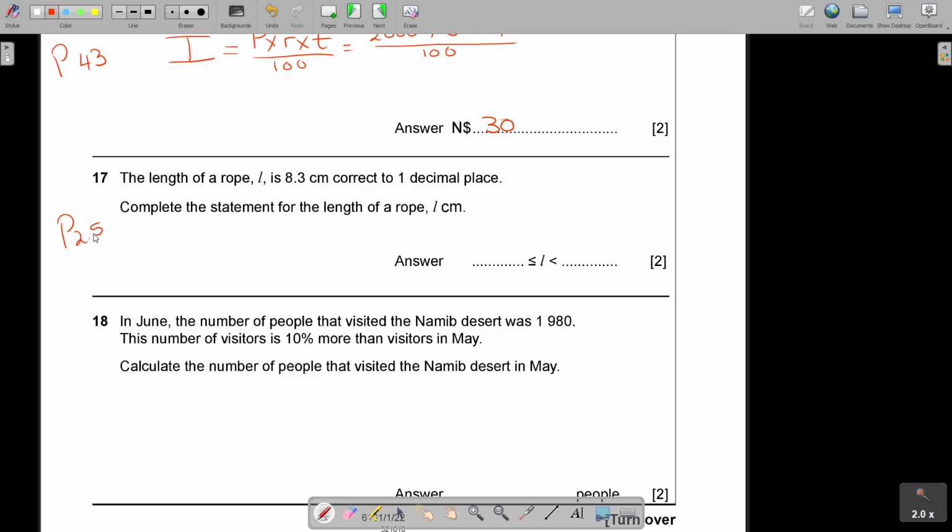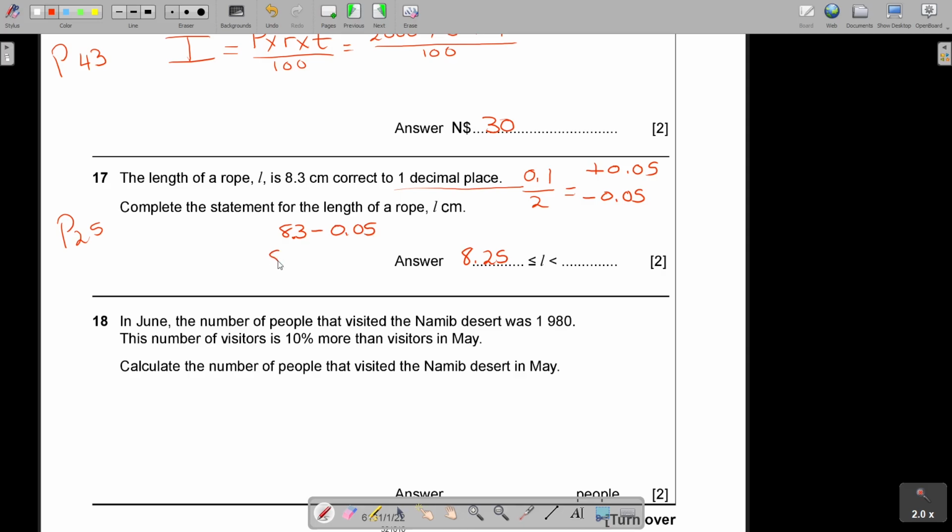So the length of a rope is 8.3, correct to 1 decimal place. So that means 0.1. Okay, and if it's 0.1, I divide it by 2. That means I will add 0.05 for the upper bound, and I will subtract 0.05 for the lower bound. So what will I get? I will get 8.25, because I'm going to say 8.3 minus 0.05, and that will be 8.25.